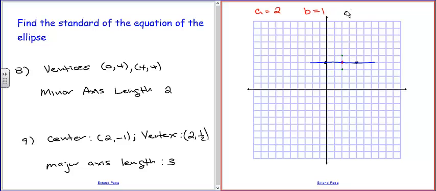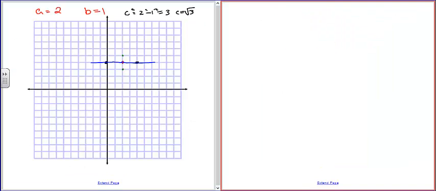We can also say that c squared is equal to 2 squared minus 1 squared, which is 3. So c equals the square root of 3, so we know where the focal points are. But we don't need to know that to do the equation in standard form. We have everything we need. You need A, you need B, and you need the location of the center. So now we should be able to write it.